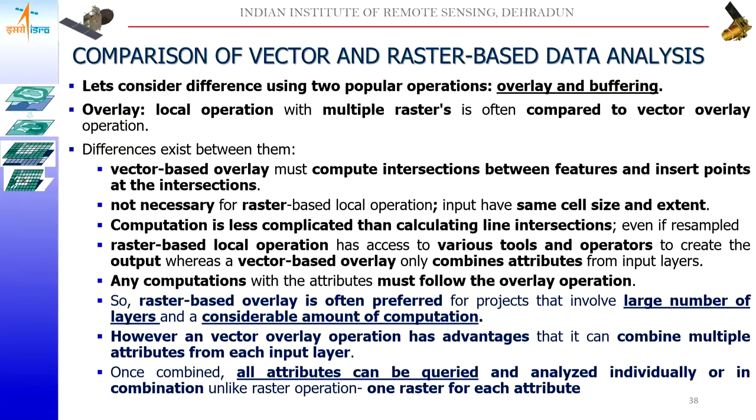Now this is not available in raster, because if you remember, each raster can depict only one attribute. So if you have, suppose, a vegetation stand layer having various attributes, then each attribute has to be presented by a separate layer. So that's why vector operations are much better if you are looking for combining attributes together and then using them in the subsequent operations.